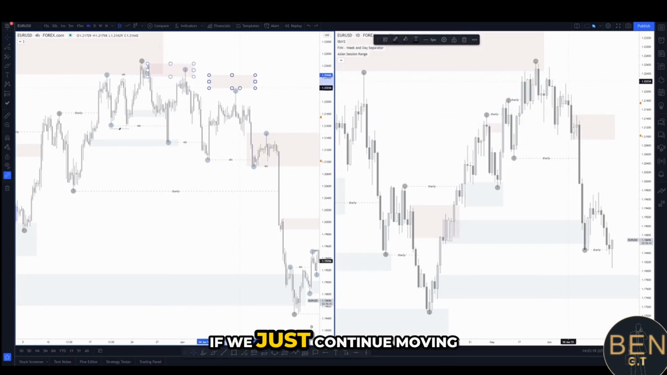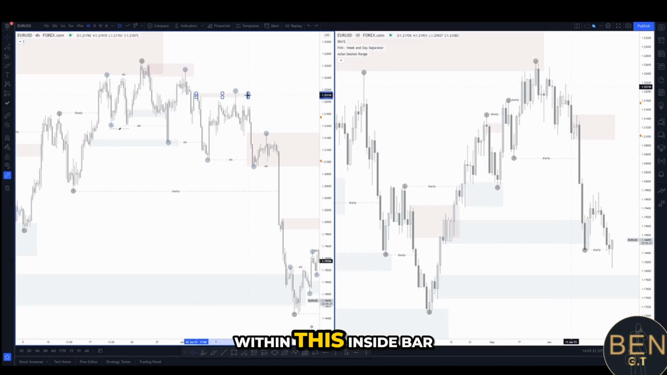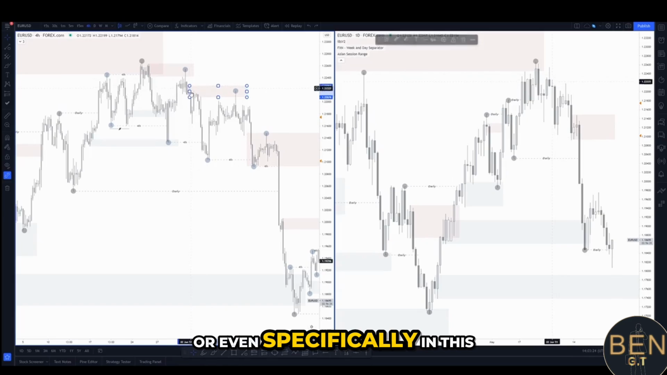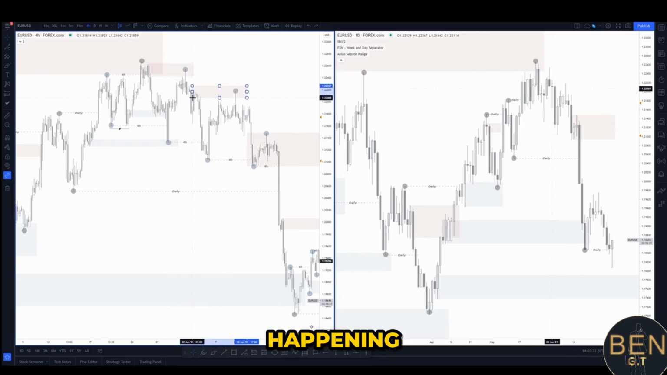If we continue moving on, we have a supply zone right here within this inside bar, or even specifically in this wick. It doesn't quite get hit. We have an inside bar. So basically within this area, we can see that there was a lot of trading happening here.